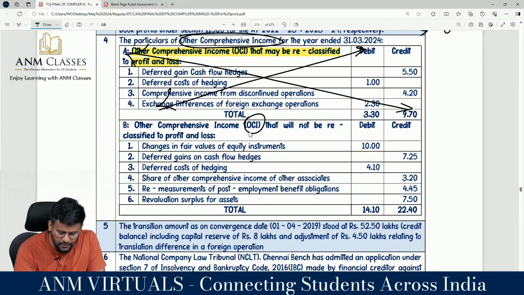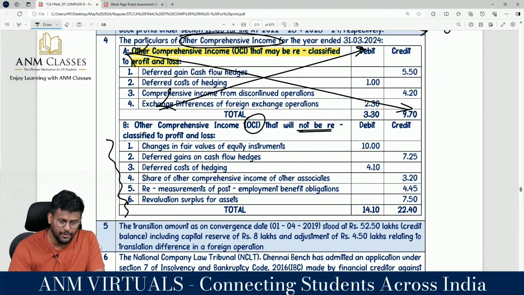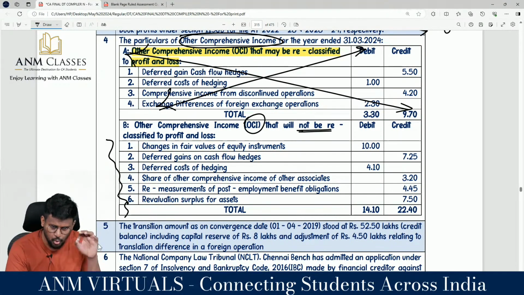But other comprehensive income that will not be reclassified to P&L, we have to be very careful. In this, 115JB subsection 2A adjustments will be applicable except 2 items. Changes in fair value of equity instrument, don't do adjustment now because it has to be adjusted at the time of sale. Deferred gain on cash flow hedge, this deferred gain you have to tax. If you miss taxing it now, this gain will be lost for the government. So you have to tax that 7.25.